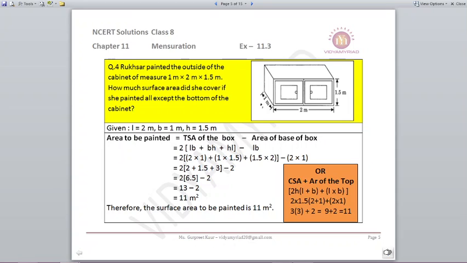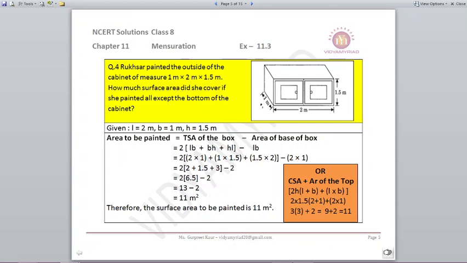Now if I want to use the formula of CSA, what is CSA? CSA consists of only the 4 walls, but we need the top also. So what we will do is, we will find out CSA plus the area of the top. We will do length into breadth, and CSA is 2 into H into L plus B. Put the values, you will get the same answer as 11 meters square.